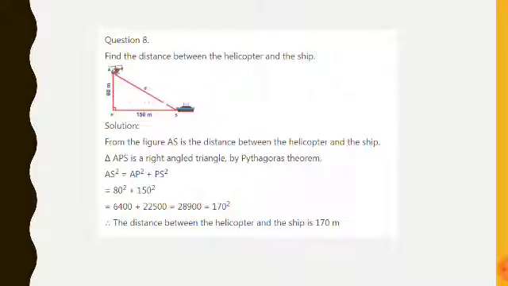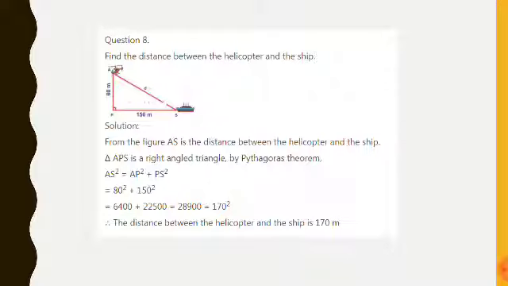Find the distance between the helicopter and the ship. Then, draw a right angle triangle. AP is 80 meters, base PS equal to 150 meters. So, the distance between the helicopter and ship is AS. AS equal to d. In triangle APS, it is a right angle triangle. By Pythagoras theorem, already you know the formula, a square plus b square equal to c square. AS square is equal to AP square plus PS square.